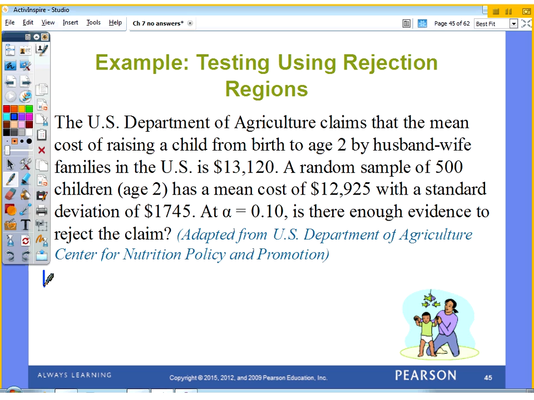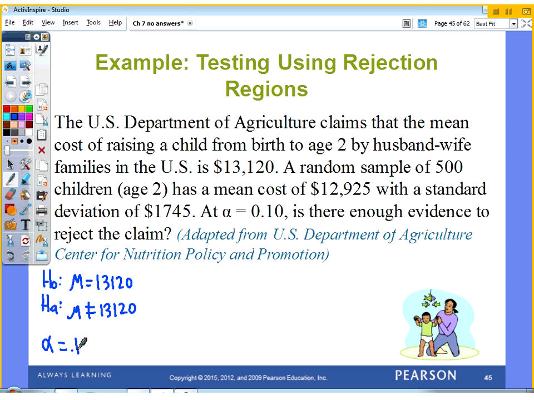So again, first step is still to write your hypotheses. Looking at the claim, they tell us that the mean cost of raising a child is $13,120, so that's your equal sign. Alternative then would be not equal to.